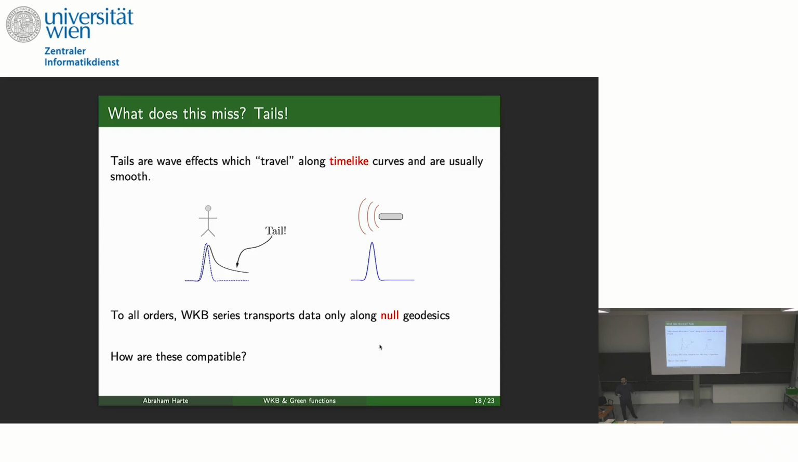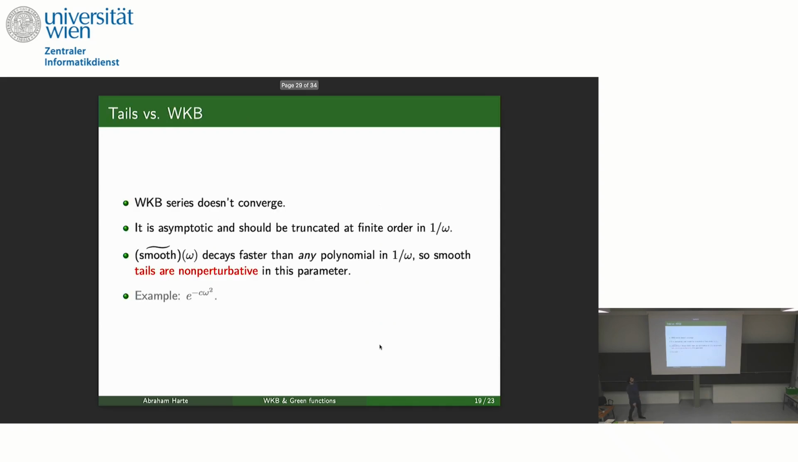You have these tails. And you could say, okay, this information is traveling along time-like curves, but to all orders, you can show that in the WKB series, your transport equations go only along null geodesics. You can never go in time-like directions. So how do you reconcile these two things? You know from PDE theory that things move in time-like directions, but if you look at your WKB ansatz, it looks like nothing ever goes in a time-like direction. So how are these things compatible?